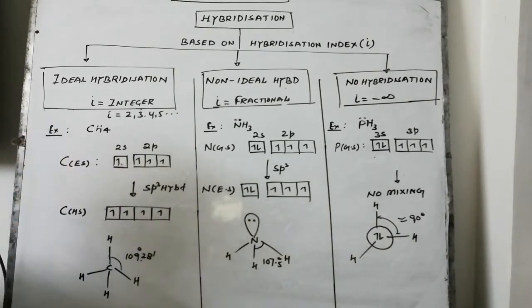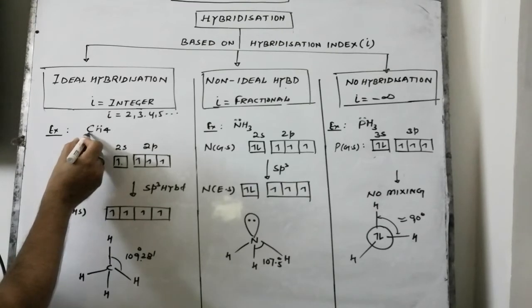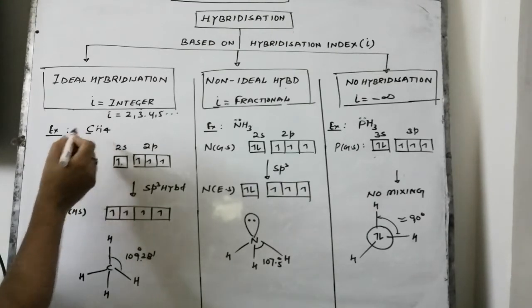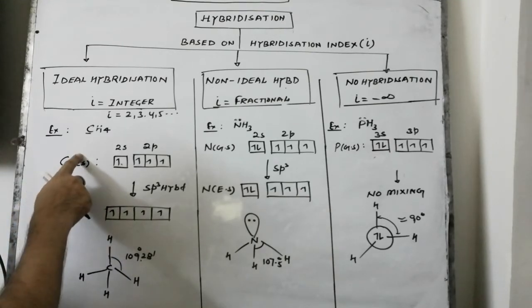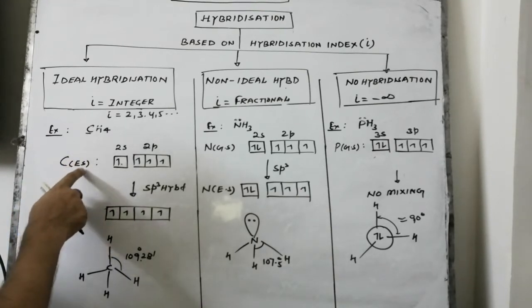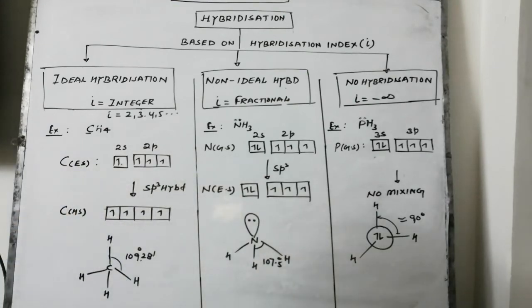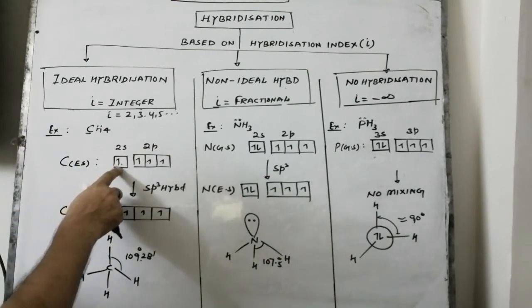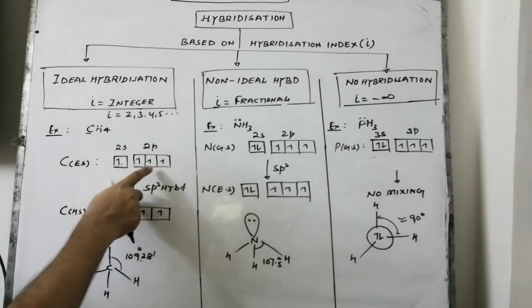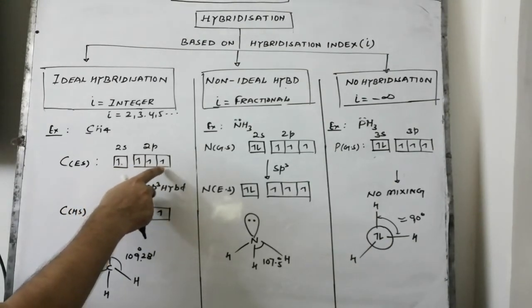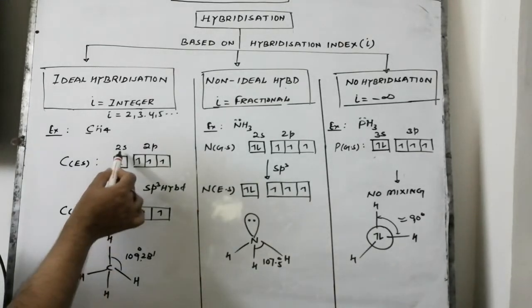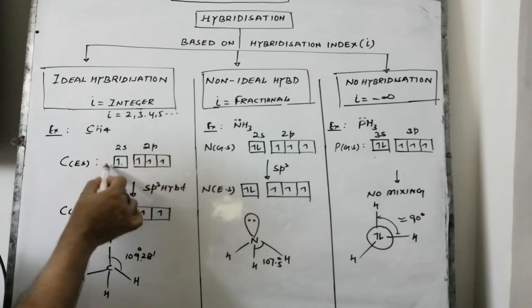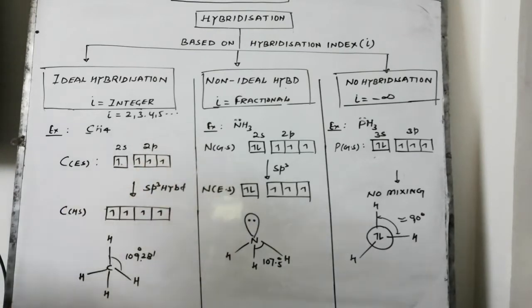Let me take an example of the methane molecule. In the methane molecule, the central atom is carbon. And if I go for the excited state electronic configuration of carbon, it comes out to be 2s1, 2px1, 2py1, 2pz1. These are the atomic orbitals.